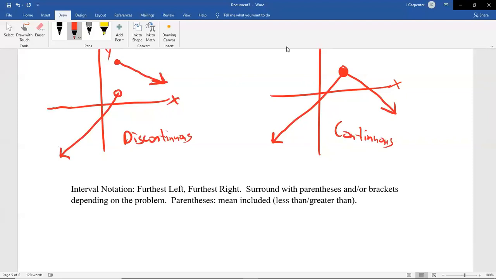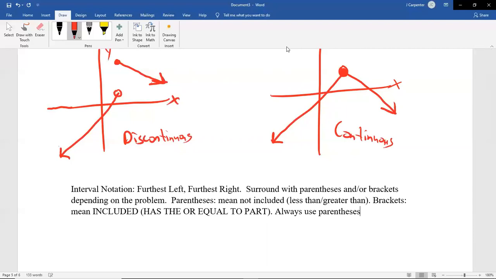Parentheses mean they're not included. We said that earlier. I'm not trying to lie. This is correct now. Parentheses mean not included, which means the symbol was originally a less than or a greater than. And I'll show you an example. Brackets are used when you're included. So it has the or equal to. You always use parentheses for infinities.